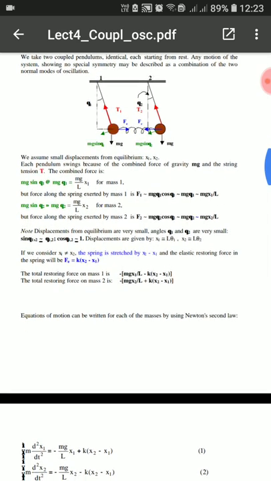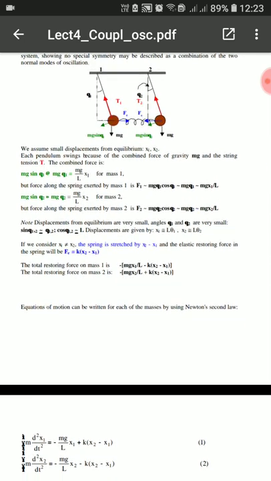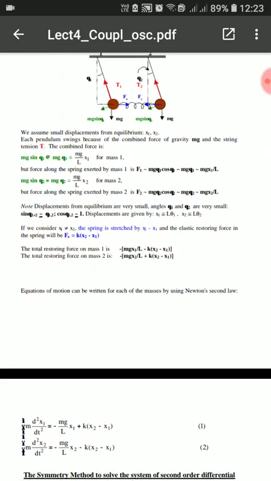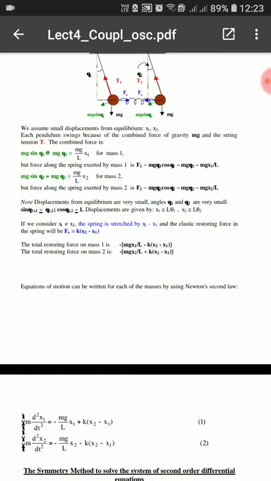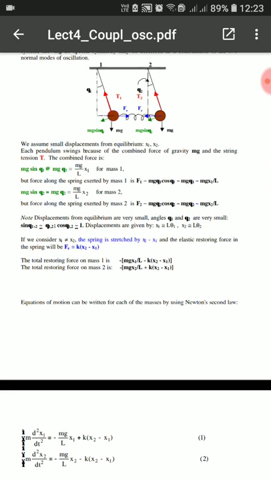Each pendulum swings because of the combined force of gravity mg and the string tension T. The combined force is mg sin theta, or mg theta 1. Since theta is very small, this is mg over L into x1, as you can see from the diagram from the value of sin theta.